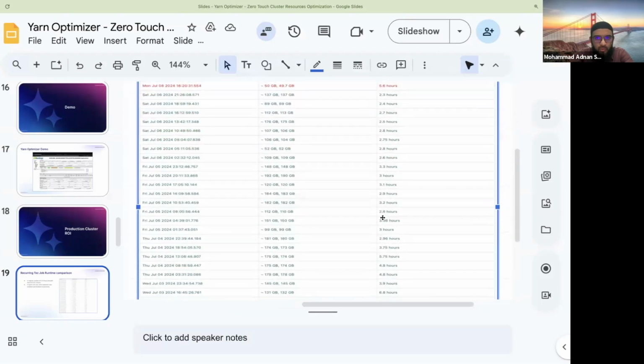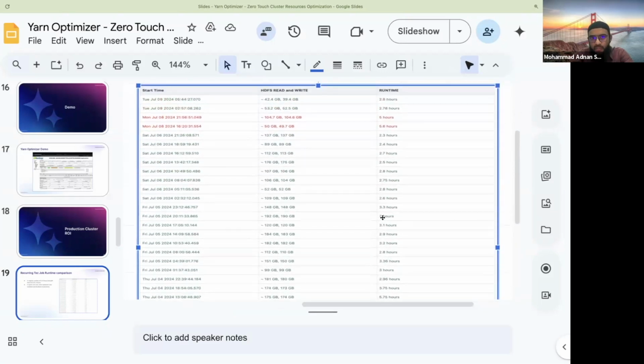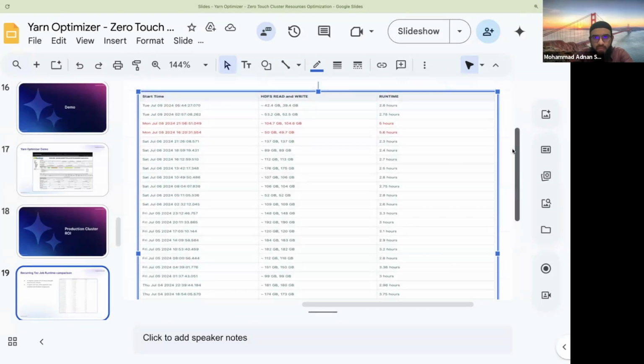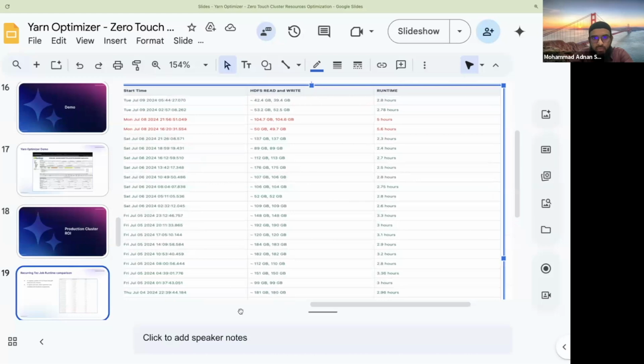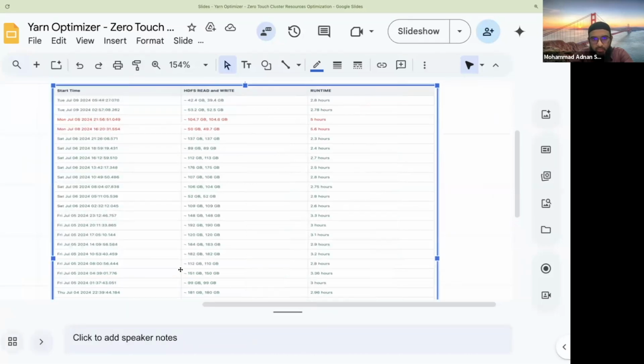What I'm trying to put across is, without YARN Optimizer in this slide, a particular job was taking 5 hours, close to 6 hours. But the moment we introduced YARN Optimizer, it has come down drastically to a couple of hours, between 2 hours to 3 hours. Right? A significant drop in terms of the job execution time. Pradeep, maybe next slide.